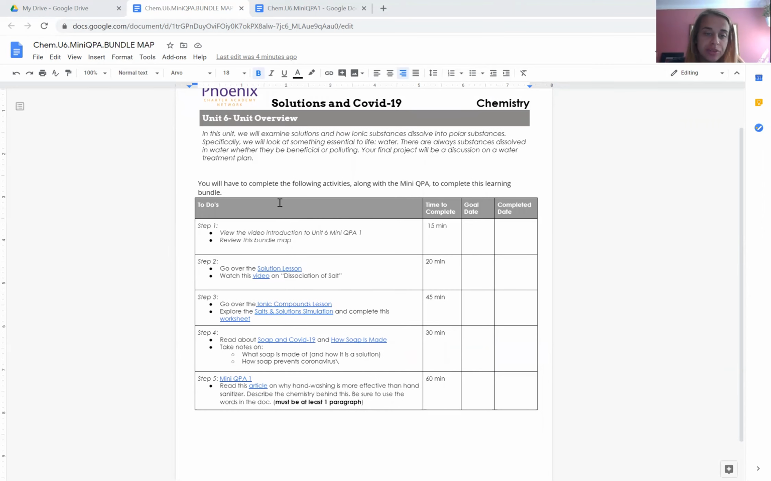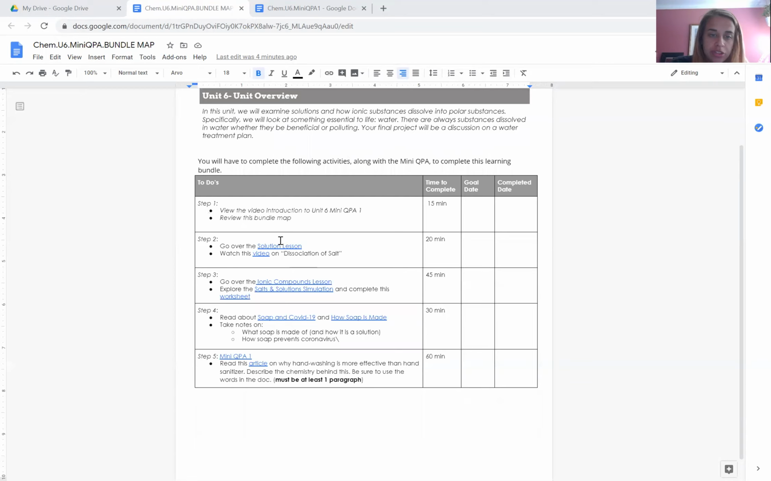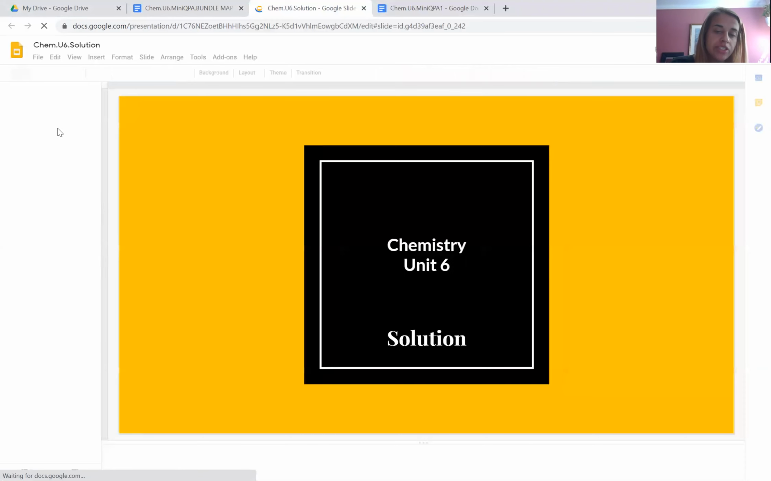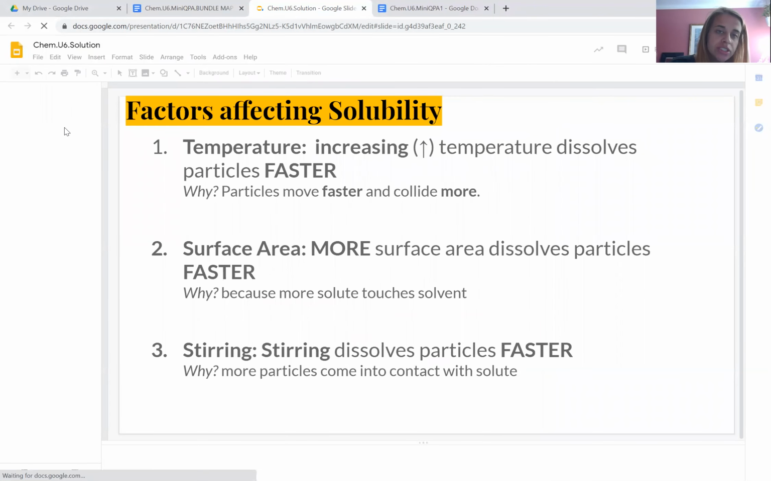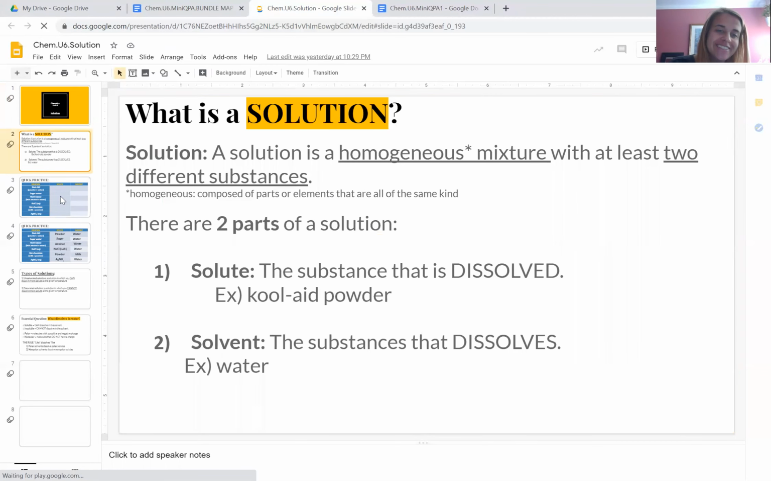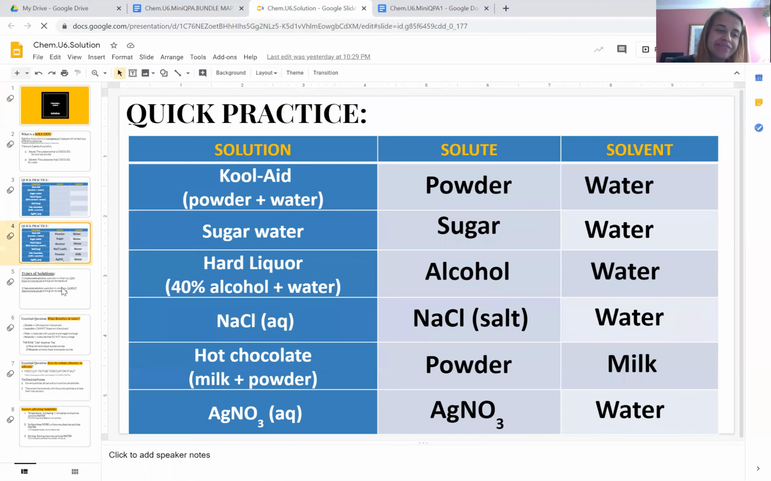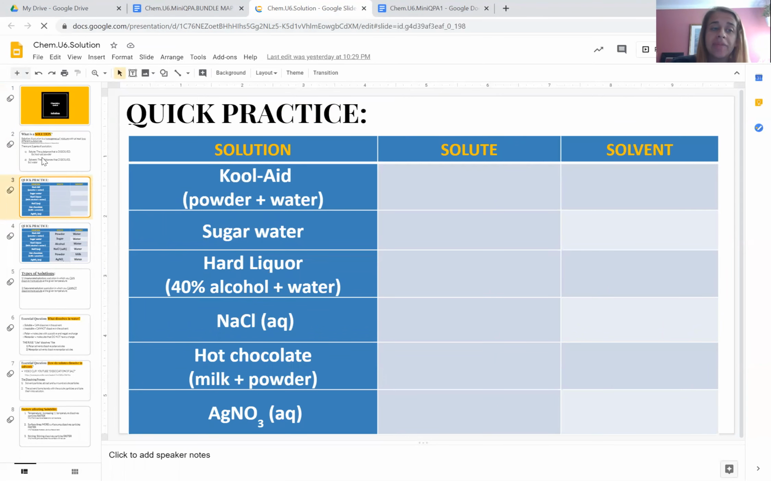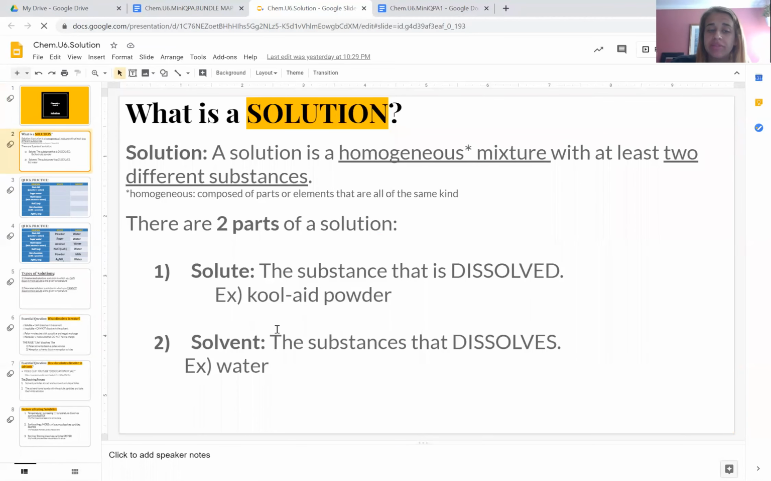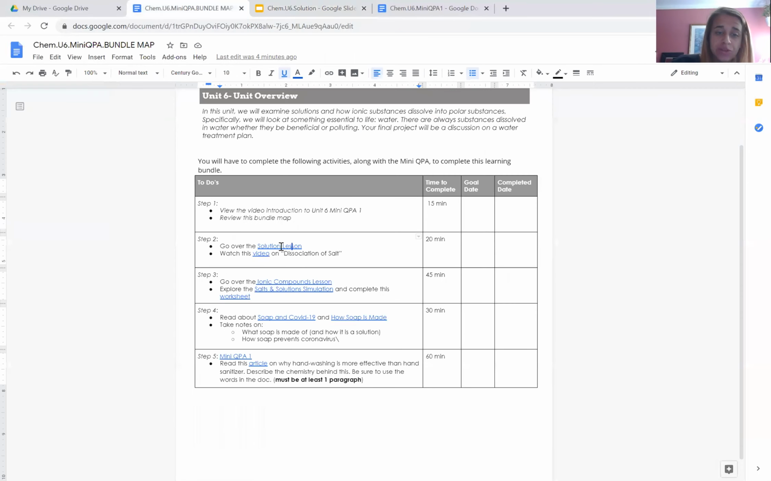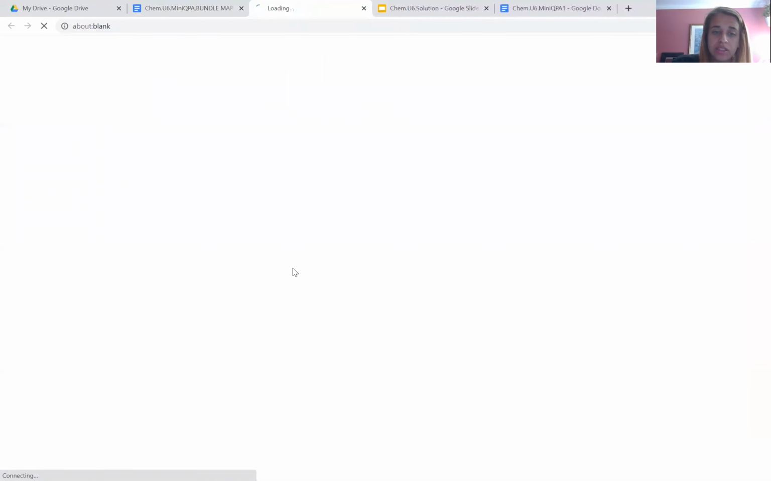In this video bundle, you're going to go over all these steps. We have a PowerPoint for you to use. It talks about what solutions are, what polar molecules are, and what a solution is made up of. We have a solute versus a solvent, and it tells you all about that. You go through this and then you watch a video on the dissociation of a salt.